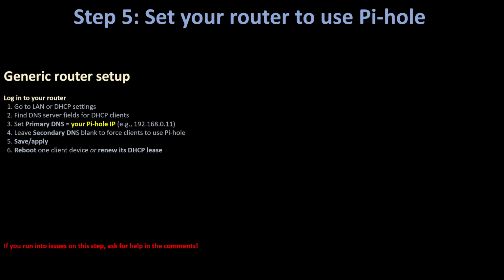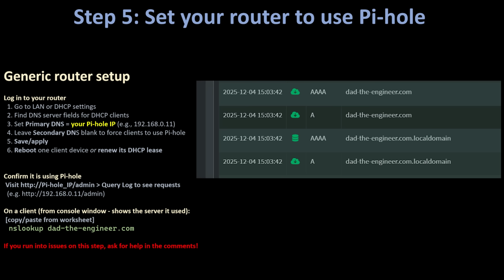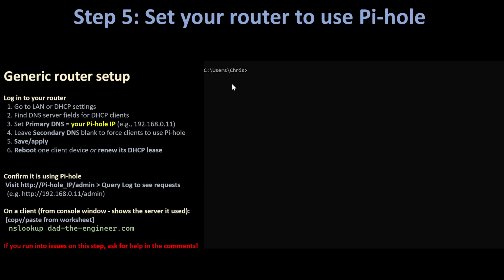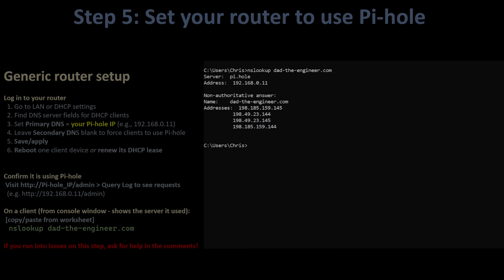To confirm it's using Pi-hole, you can go to the Pi-hole's web UI to see the requests under Query Log. Or, on a client, from a console window, you can copy and paste from the worksheet or type nslookup space amazon.com. If it's able to resolve an address, it's working. Congratulations! Pi-hole is filtering requests for your whole network now.